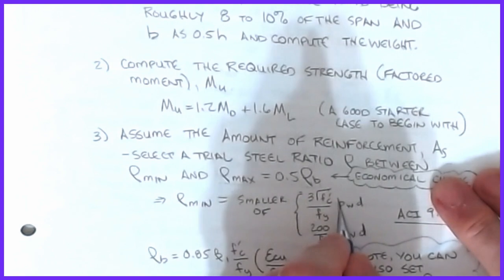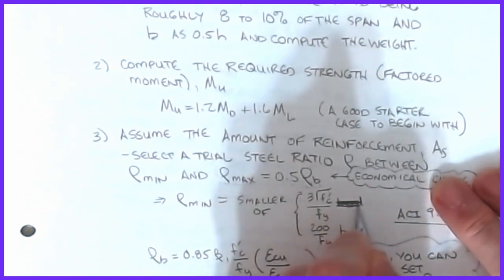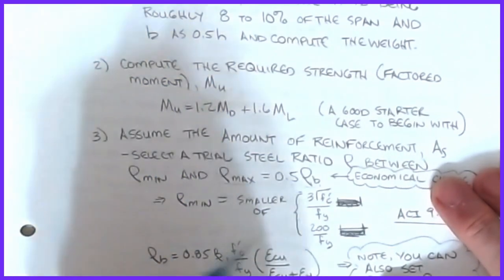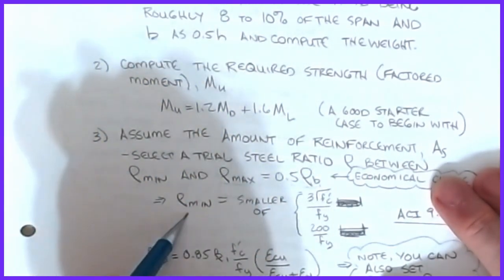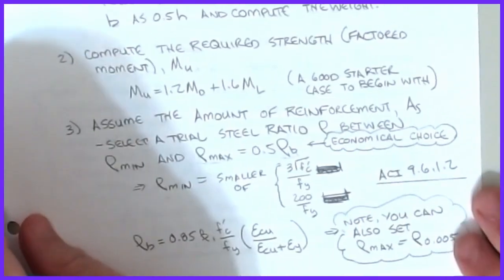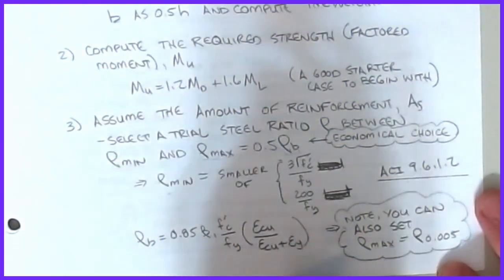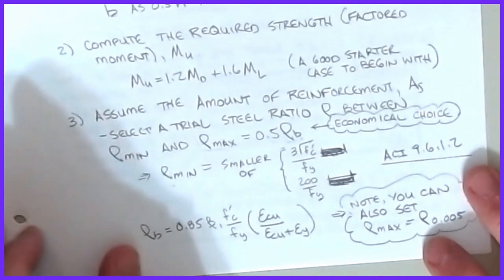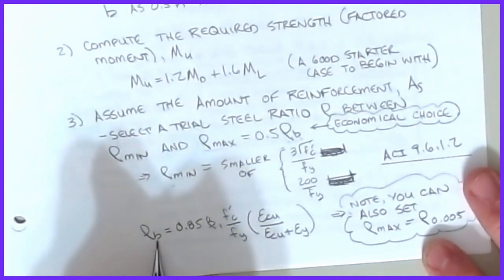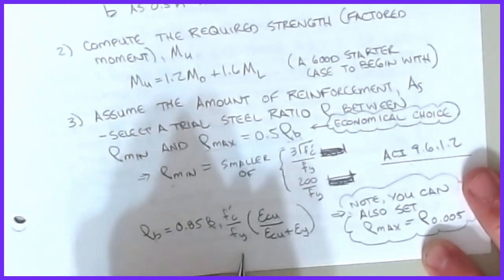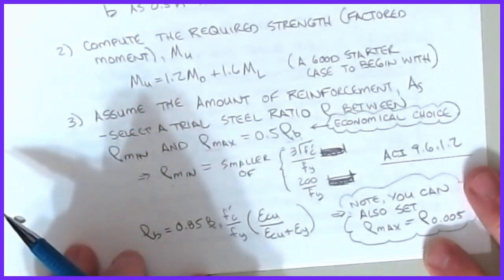Now, actually, since we're dealing with rows, the b w d isn't there. It's just 3 root f prime c over f y to get us to rho. And this again comes out of provision 9.6.1.2 of ACI. I gave you the formula for the rho balanced. That's 0.85 beta 1 f prime c over f y, and then this ratio of strains.